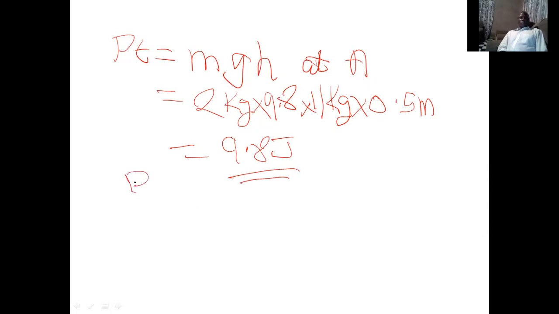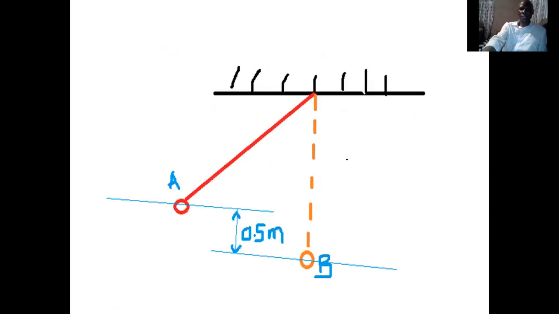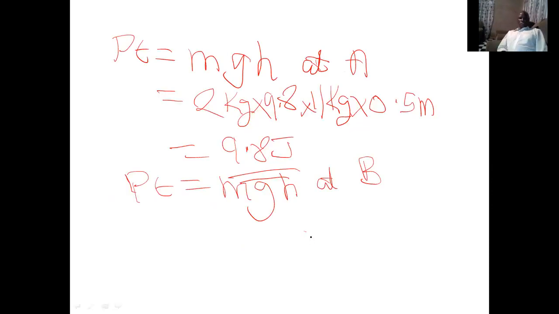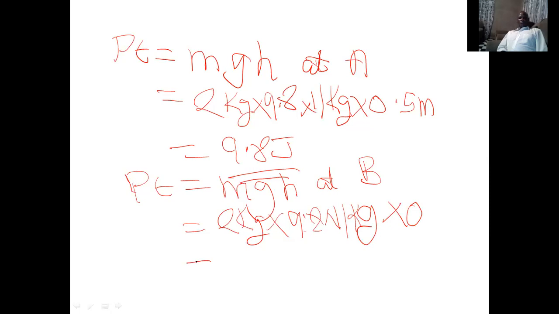So what will be the potential energy of this bulb at point B? At point B, we note that all the height would have reduced to 0. And therefore, if we calculate the potential energy at that point, it will give us 2 kg multiplied by 9.8 newtons per kg multiplied by the height, which has reduced to 0. And therefore, our potential energy will be 0 joules. That is at point A, and that is at point B.